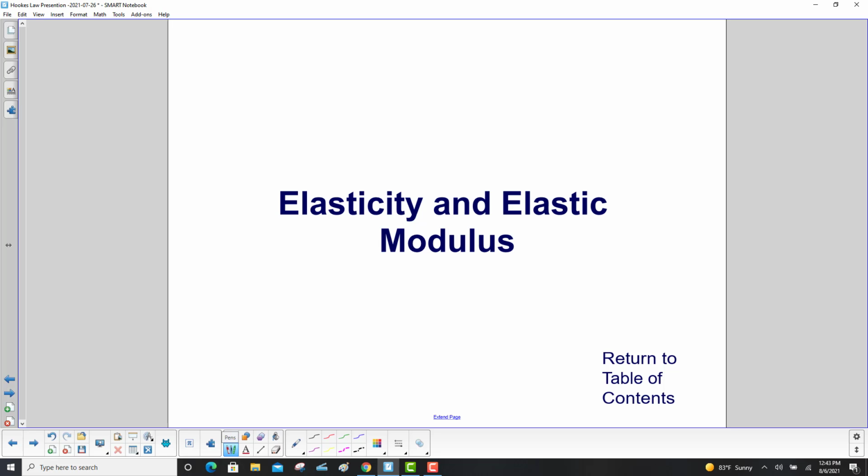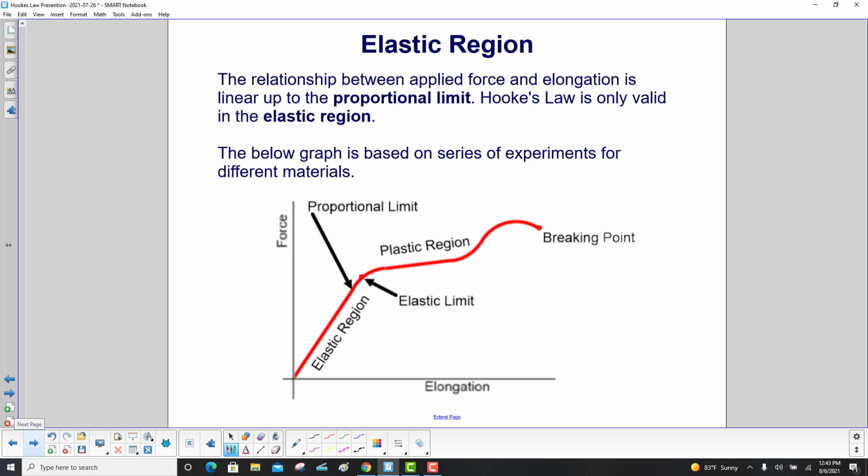Elasticity and elastic modulus. The relationship between applied force and elongation is linear up to the proportional limit. Hooke's law is only valid in the elastic region down here. And what graph do I have here? We're plotting elongation versus applied force. This graph is based on a series of experiments for different materials.